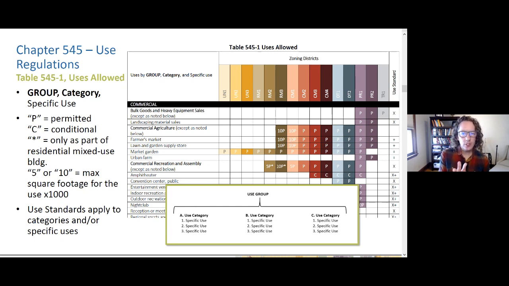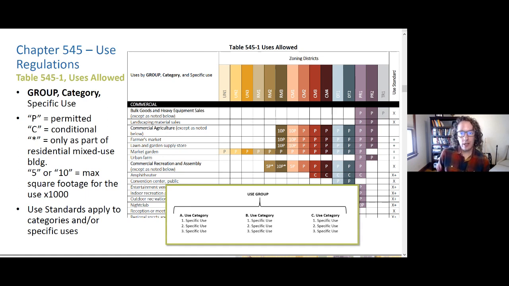The table carries some additional useful information. First is that some uses are accompanied by a number. That number indicates the maximum allowed gross floor area of that individual use multiplied by 1,000. So as an example, let's pull out commercial recreation and assembly uses. They are limited to 5,000 square feet because it says 5P, P being permitted, 5,000 square feet in the CM1 district.